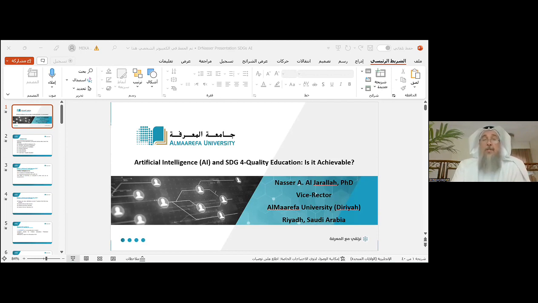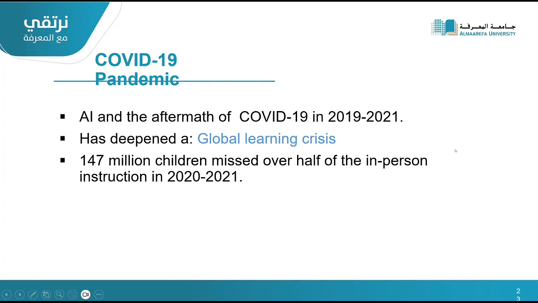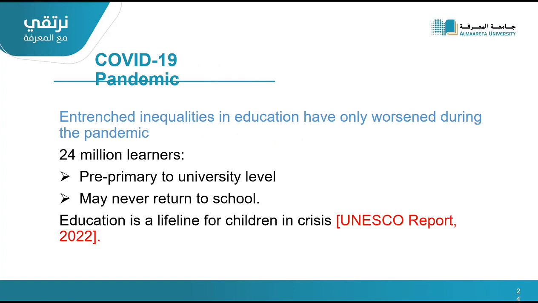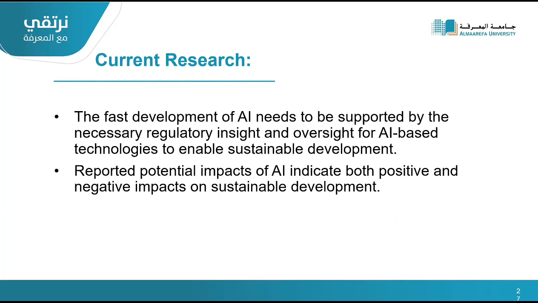The current research says the fast development of AI needs to be supported by the necessary regulated insight and oversight. A lot of studies show how digitalization increased in the pandemic, COVID-19. This is the one: the fast development of AI needs to be supported by the necessary regulation and reported potential.